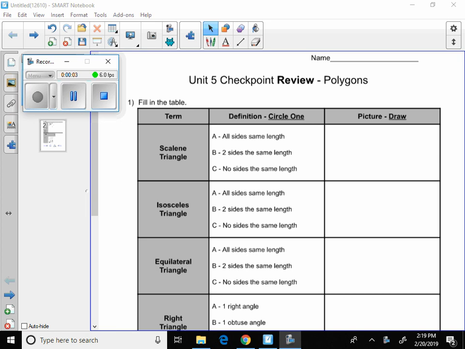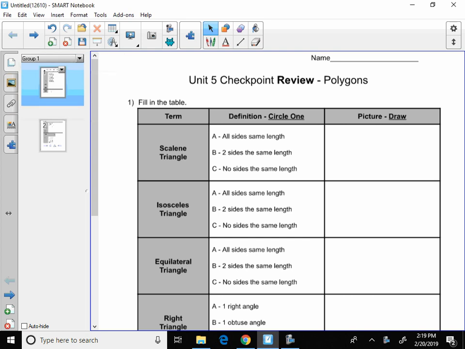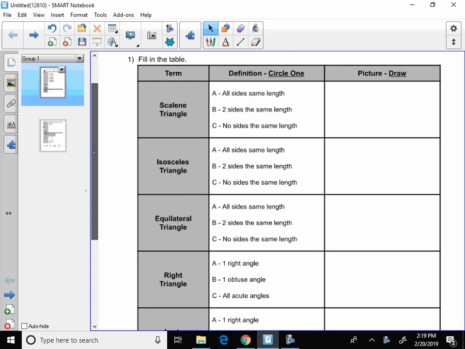Hello, mathematicians. This is the review for the Polygon quiz, and the checkpoint or the quiz will look very similar to this. So if you feel great on this, you'll feel great on the quiz. Okay, we're going to fill in the table, and in that first column, we need to circle the definition and draw a picture. And of course, your picture doesn't have to be perfect.